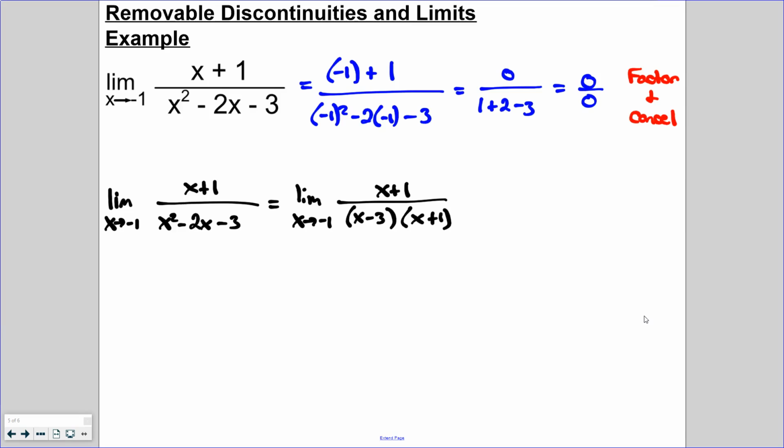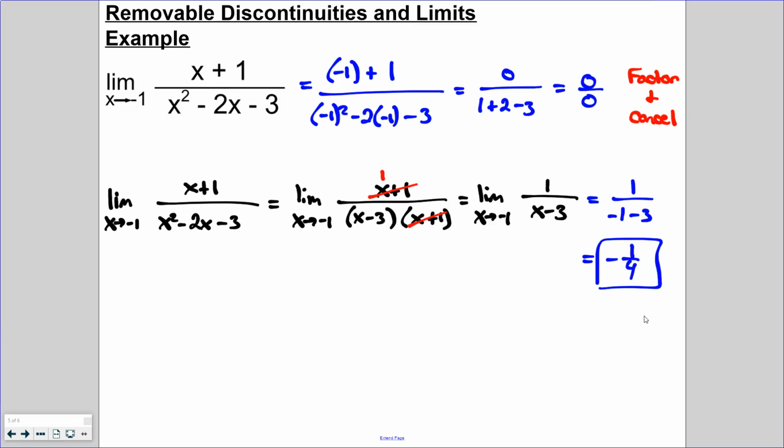And now we have a common factor in the numerator and a common factor in the denominator, so we can cancel those out, leaving us with our simplified expression of 1 over x minus 3. And then from here we will try direct substitution again, hoping to get a value this time. We'll get 1 over -1 minus 3, which will give us our intended height of -1/4. So there we have it, 0 over 0, factor and cancel, boom, got it, -1/4.